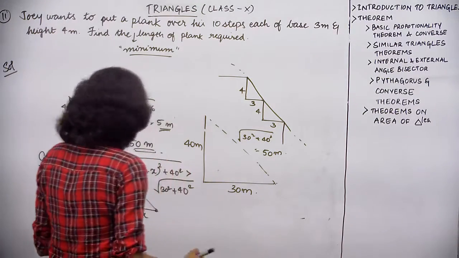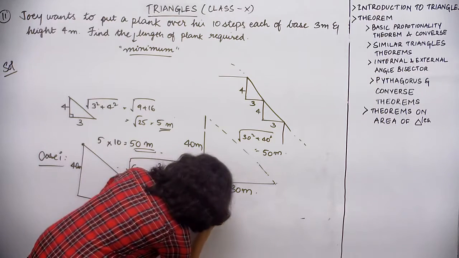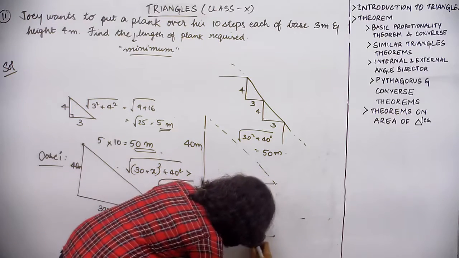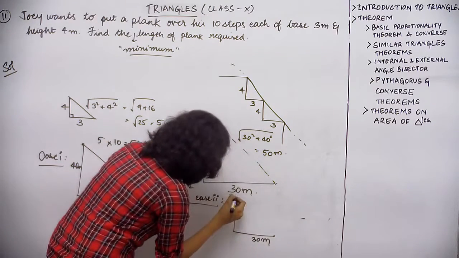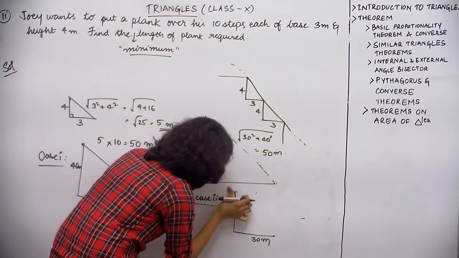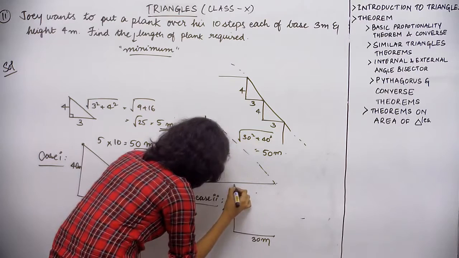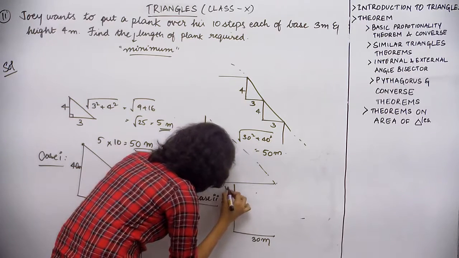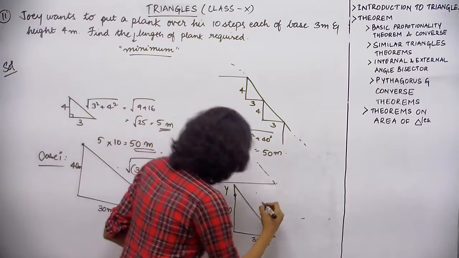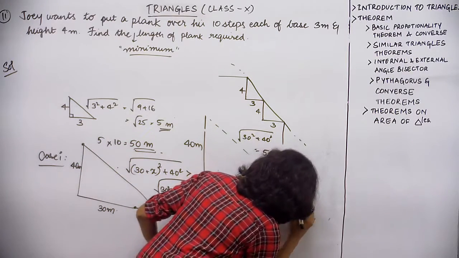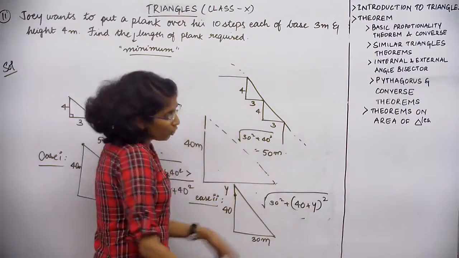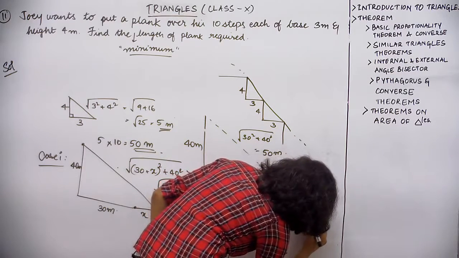So let us consider one more case, case 2, in which let me fix this 30 meters and increase this height. So this is 40. Let me erase this for instance. And this will be our y. Okay, so if I join these two, what will it be? The square root of 30 square plus (40 plus y) whole square, which will obviously be greater than the square root of 30 square plus 40 square.